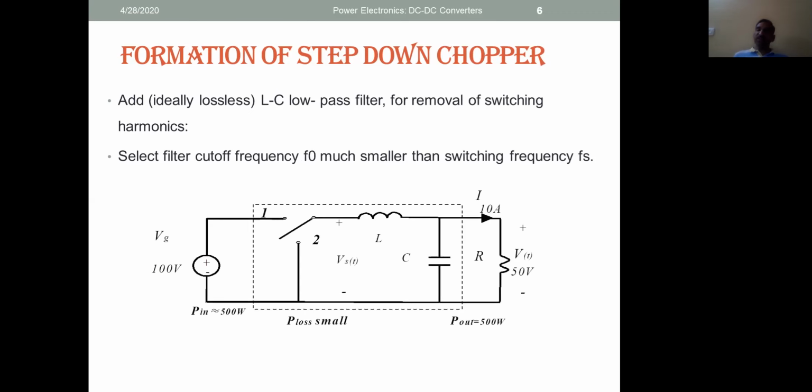And select cutoff frequency F0, means the pass band of the low pass filter, which is much smaller than Fs, so that all harmonics will be reduced. Same as we had seen in the previous slide, I added the LC filter only so that I can get less ripple at the output and get a stabilized voltage. So this is how we got our first buck converter ready.